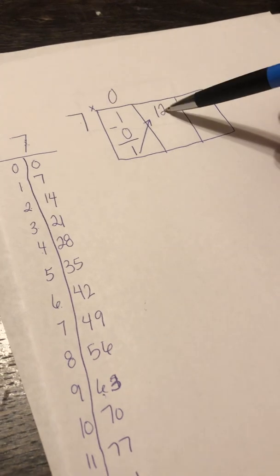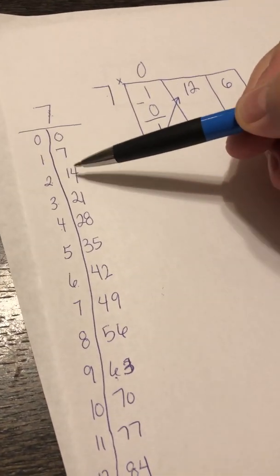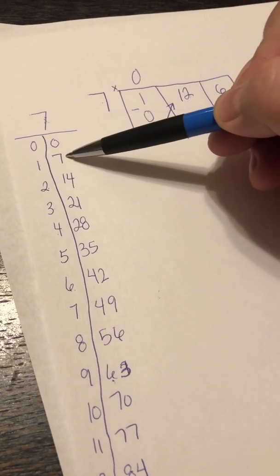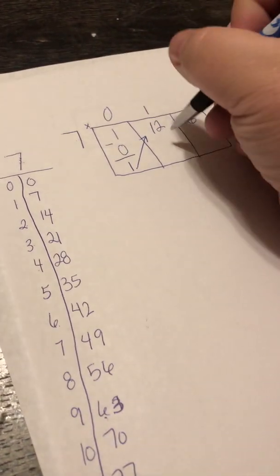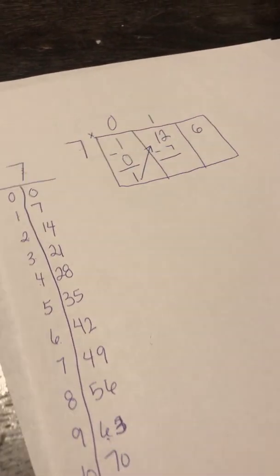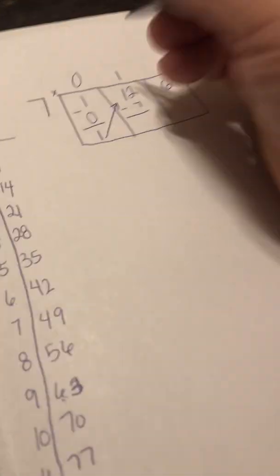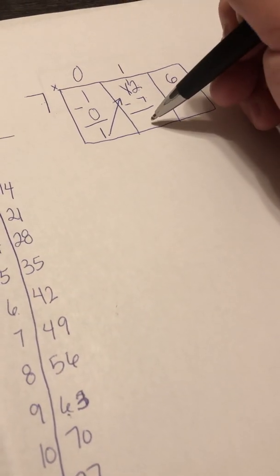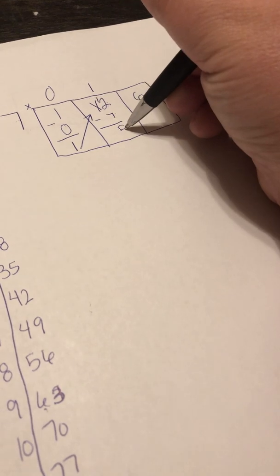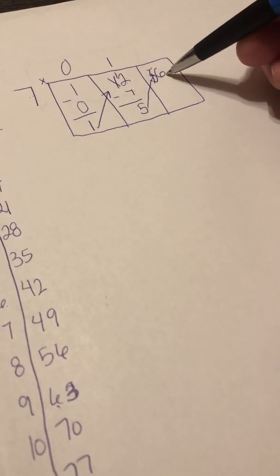How many 7s can I take out of that 12? Let's look. There's 0. There's 7. And there's 14. Ooh, 14's too big, so I have to drop down to that 7. So I know that 1 times 7 is 7. And I'm going to subtract that for that difference. 2 take away 7 is, whoops, stop. I can't do that. I need to go next door, and I need to make that a 12. 12 take away 7 is 5. Yes, 5. Now I'm going to move it up here in front of that 6. So now I have 56.